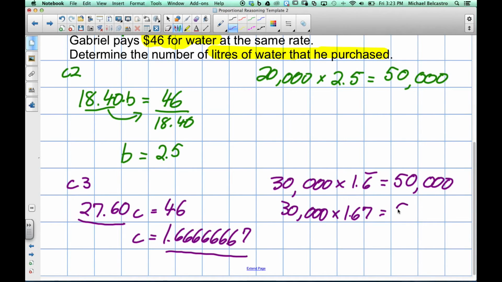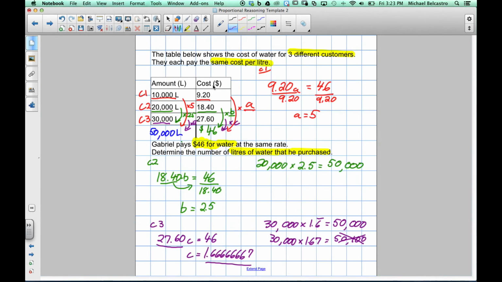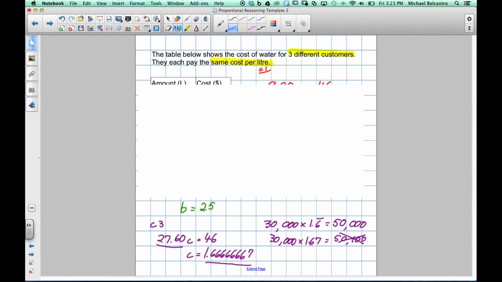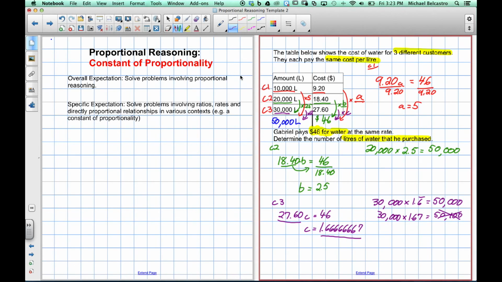This value would not be correct. Because we rounded too early, we got an incorrect value. So we have to be very careful about our rounding. So there's our constant of proportionality. We've done it using all 3 different customers. Really, we could have just been finished at customer 1, but I wanted to show you all 3 ways of doing this. If you want to look at other ways to solve this same question, you can check out our other playlists on proportional reasoning.